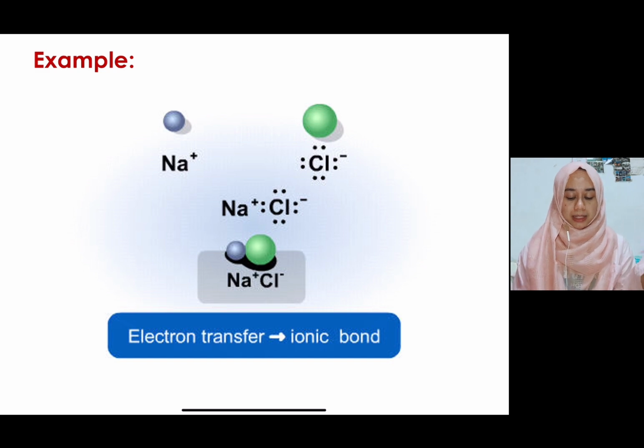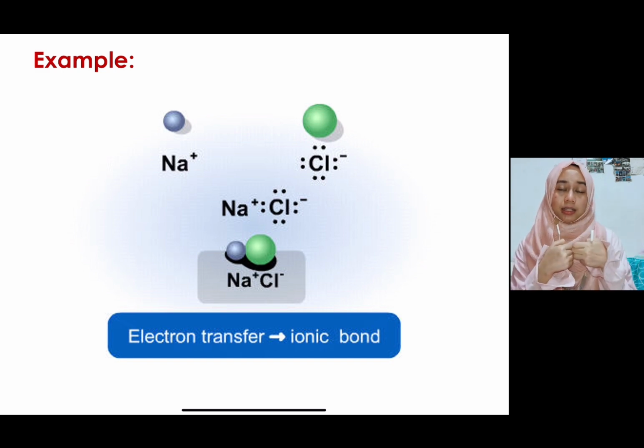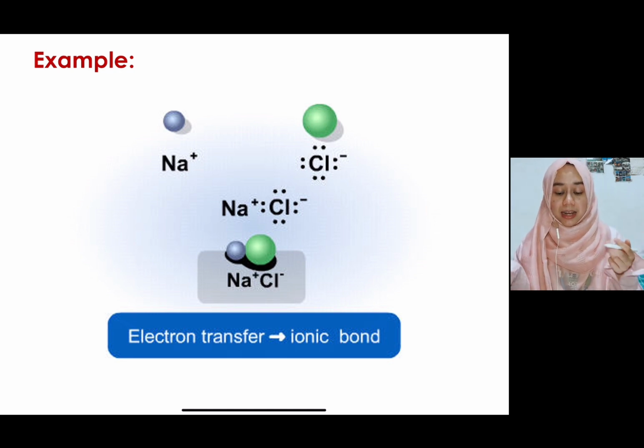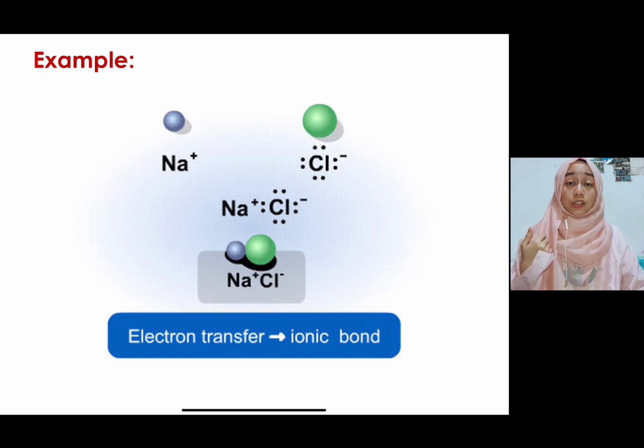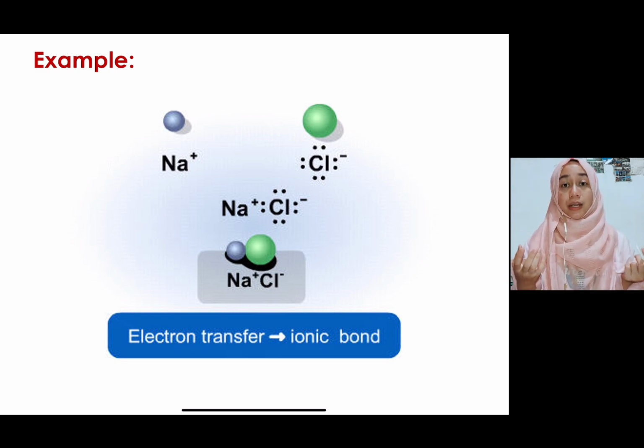So Na plus dengan Cl negatif ni nanti, they will attract one another, sebab Na dia transfer satu elektron kepada siapa? Kepada Cl. Cl pula dia accept satu elektron daripada siapa? Daripada sodium. Okay, so that's why kalau electron transfer ni basically kita produce an ionic bond.